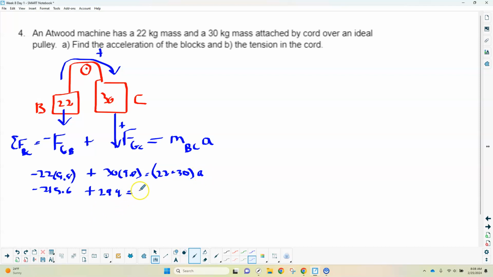So this equals 52A. If I divide both sides by 52, so I'm going to do this math first where I add negative 215.6 plus 294 and then divide by 52. If you do that, you'll get an acceleration that is equal to 1.57-ish, and that would be meters per second squared. That fits on our range from 0 to 9.8, so that seems all right. And then you just have to pick one of the boxes. It doesn't matter which. I'm going to pick B.